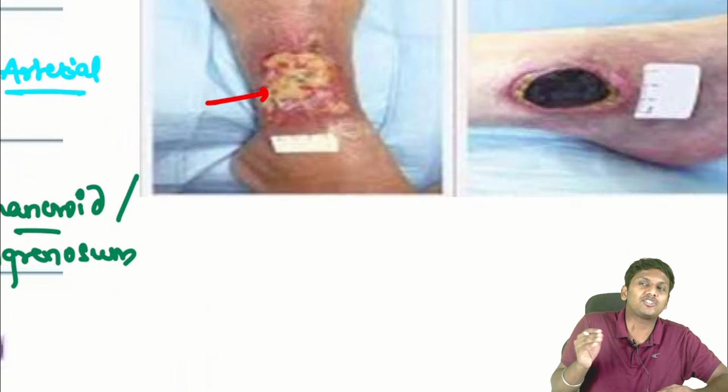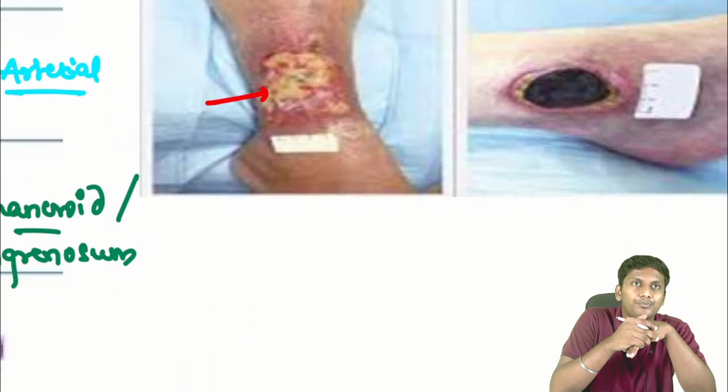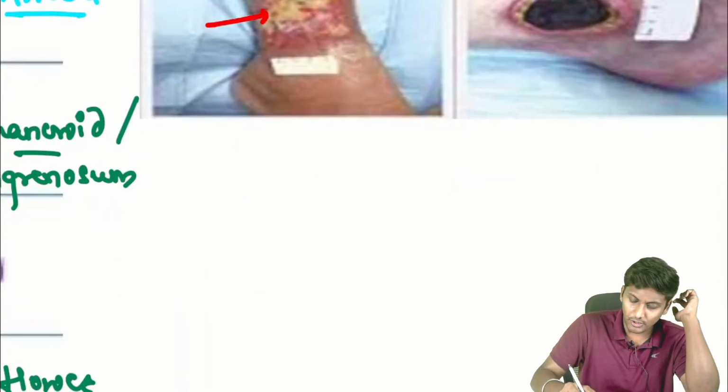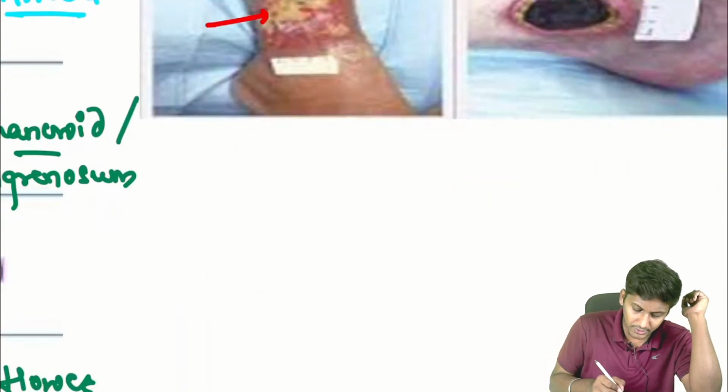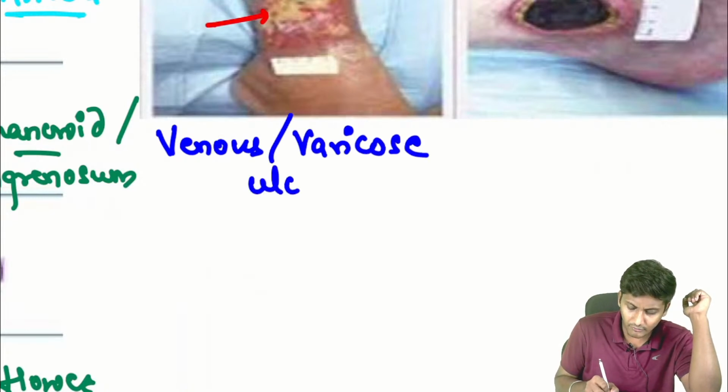So the patient was earlier having varicose veins, due to which there was stasis of blood flow at this site, and definitely there was necrosis or formation of an ulcer at the particular site. Got it? So this is an example of a venous ulcer or a varicose ulcer. This is a classical venous, or we can even call it the varicose ulcer.